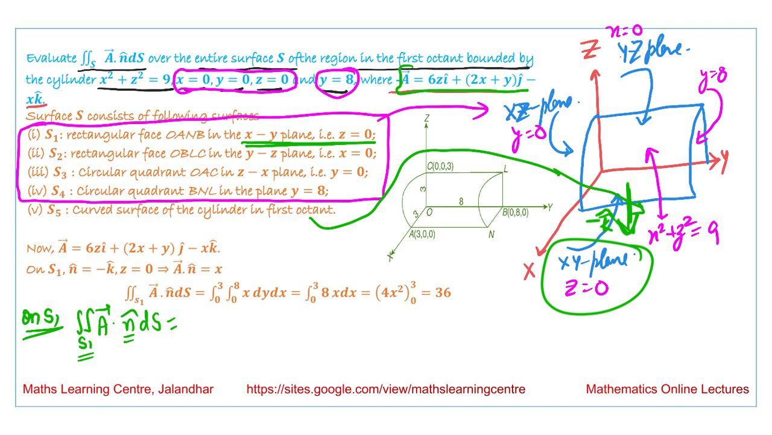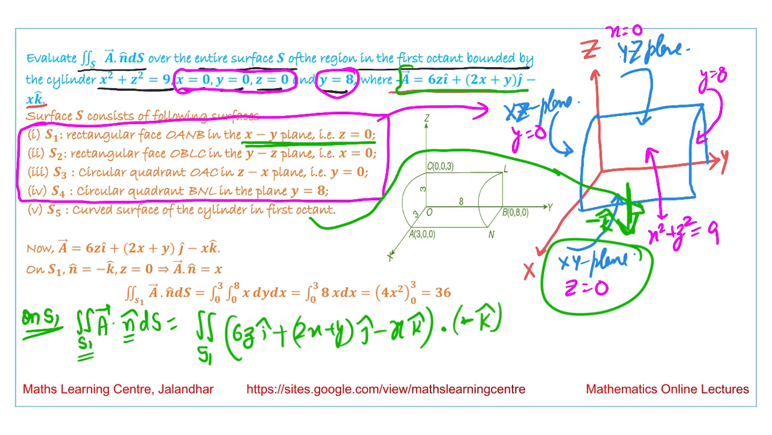It is in the downward direction. So we have the double integral over the surface S1, and the function we have is 6z i cap plus (2x plus y) j cap minus x k cap, dot product with minus k cap. So this is equal to a double integral. When we are taking the dot product with k cap, we are talking about the projection of this figure on the xy plane.